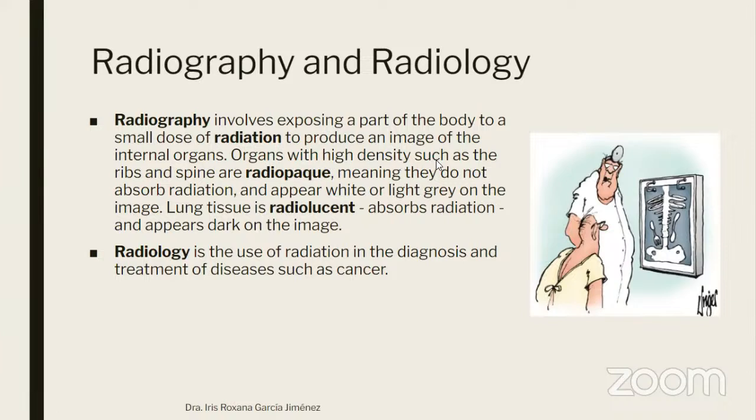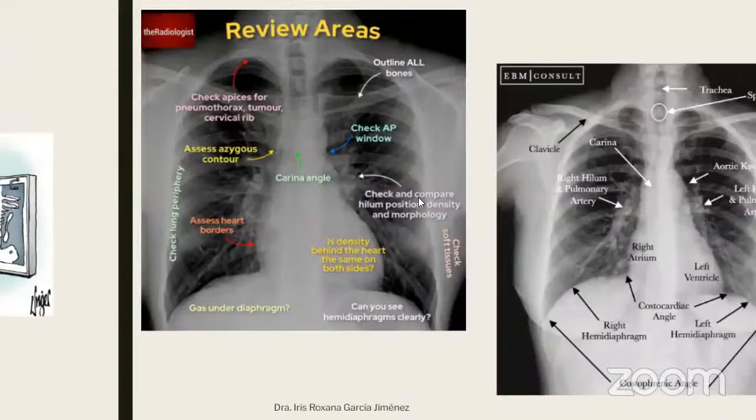Organs with high density such as ribs and spine are radiopaque, meaning they do not absorb radiation and appear white or light gray on the image. Lung tissue, for example, a soft tissue, is radiolucent, absorbs radiation, and appears dark on the image. We all know about it, just a review.